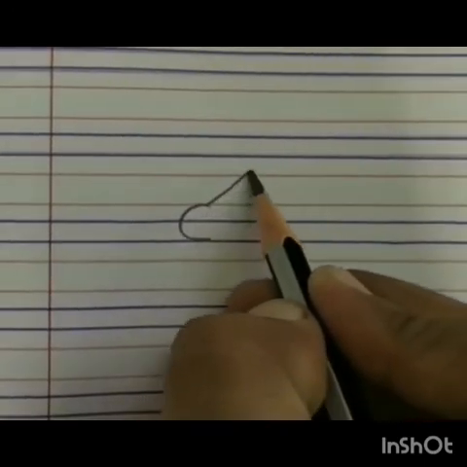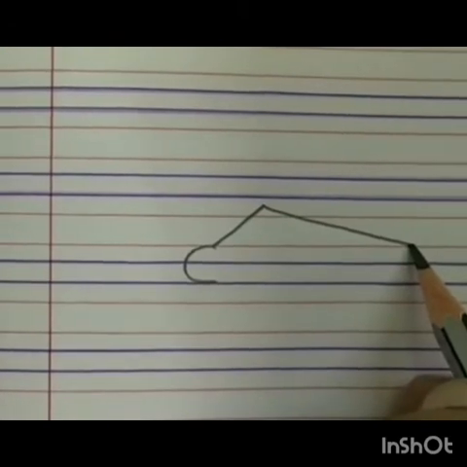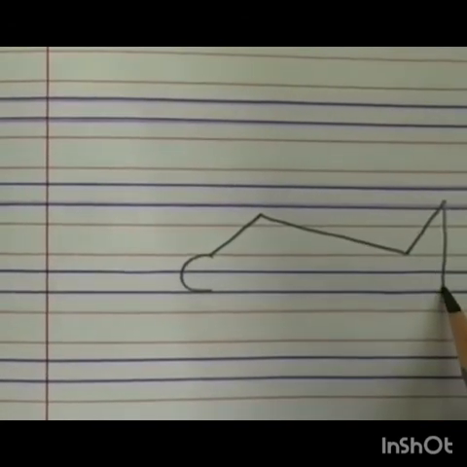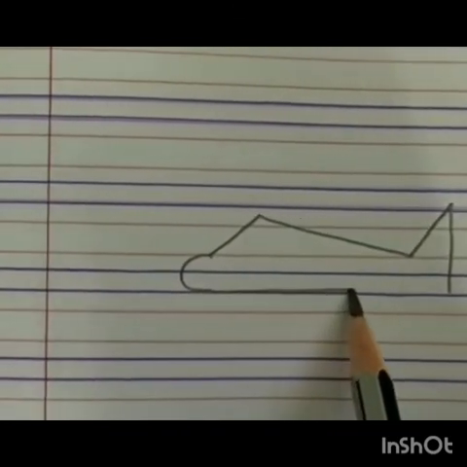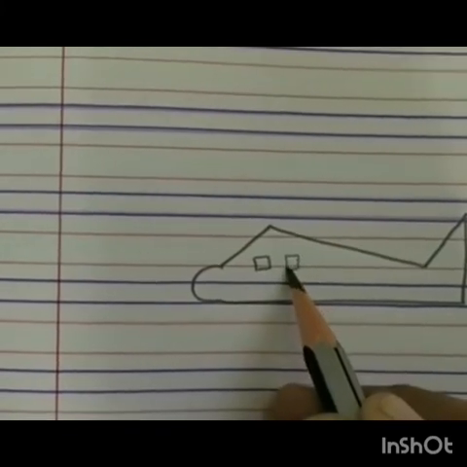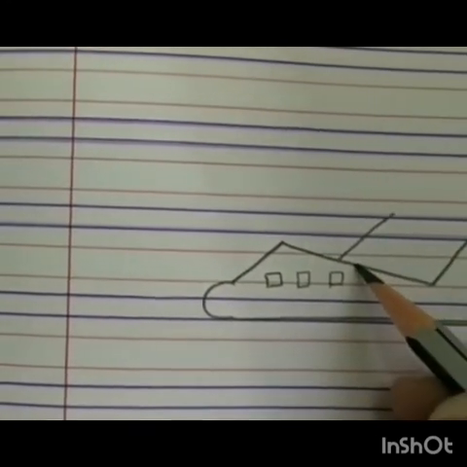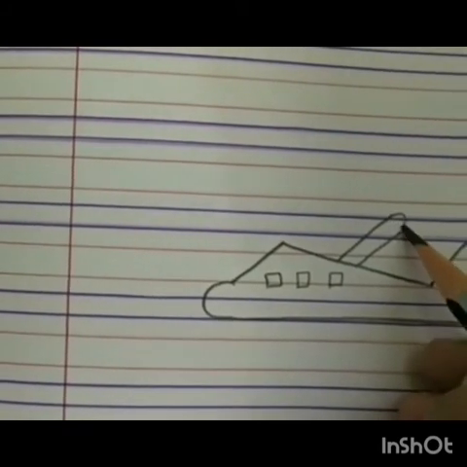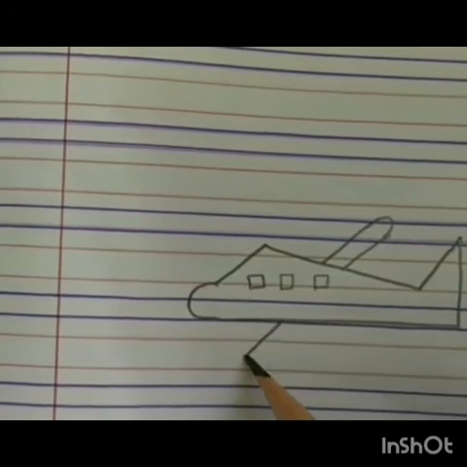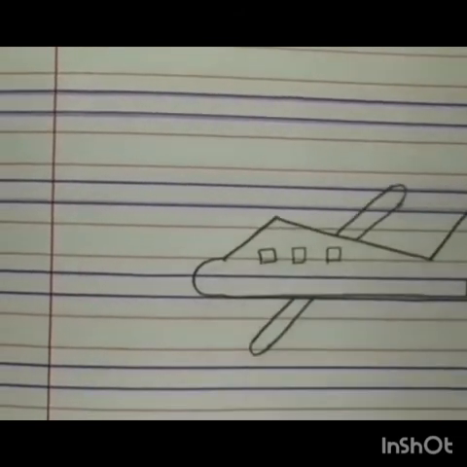Let's draw an aeroplane. For that we will make a C curve, a small slanting line, a long slanting line like this. Again, go up, come down with a standing line, join with a sleeping line. Now here we will make a window square like this. Then a slanting line, another slanting line, join with a curve. We are making the wings of the aeroplane. Slanting line, join with a curve. A for aeroplane.